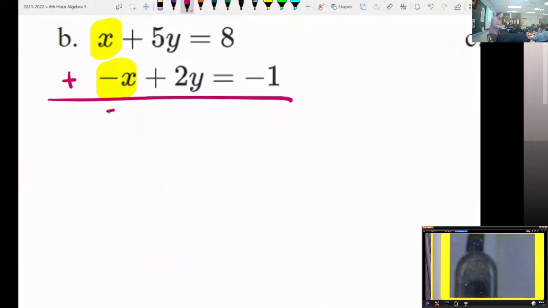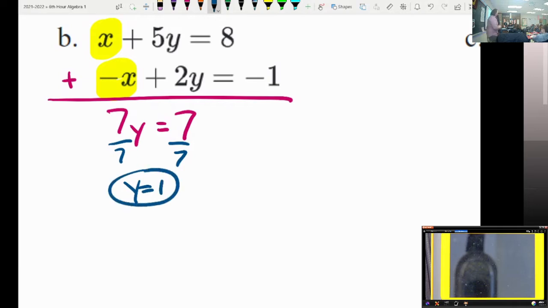5y plus 2y is 7y. 8 plus negative 1 is 7. And again, if you divide by 7 on both sides, you get y equals 1 again. It was 1 in the last problem too, wasn't it? X was 1 in the last problem. No, y was 1. Doesn't matter.